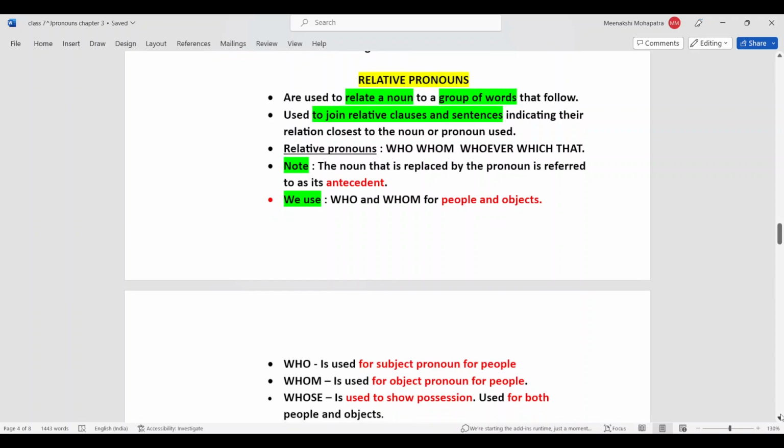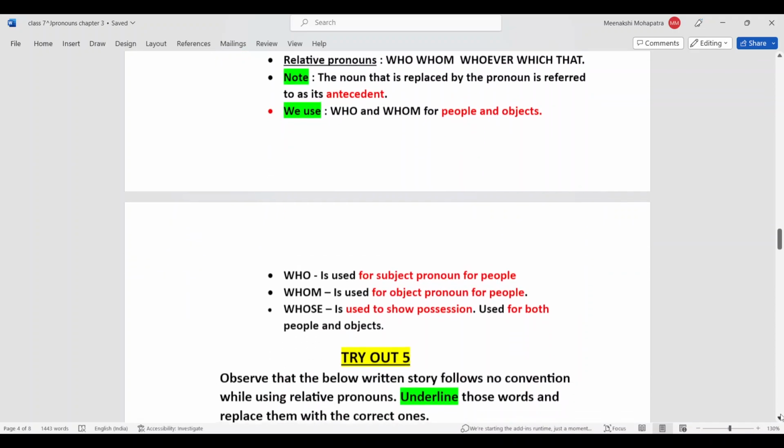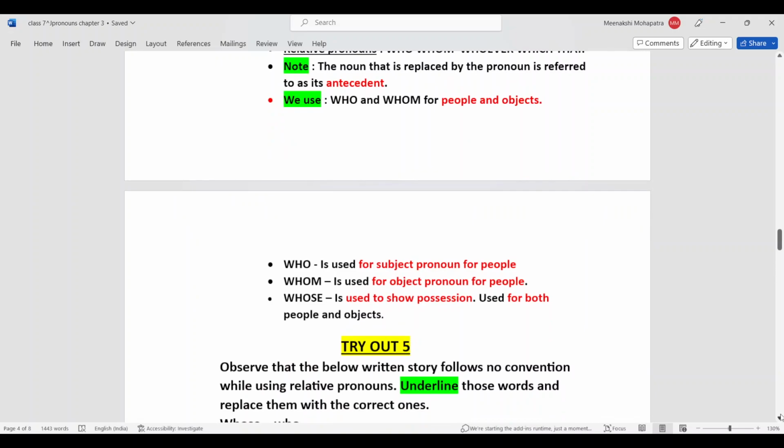Now, we use who and whom for people and objects. Who is used for subject pronoun for people, whom is used for object pronoun for people. There is a difference. Who, subject pronoun for people, and whom for object pronoun for people. But both who and whom are used for people and objects. Only difference is who is used for subject pronoun and whom is used for object pronoun. Whose is used to show possession. It is used for both people and objects.